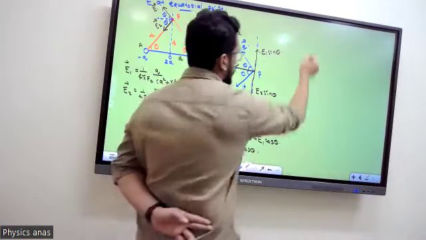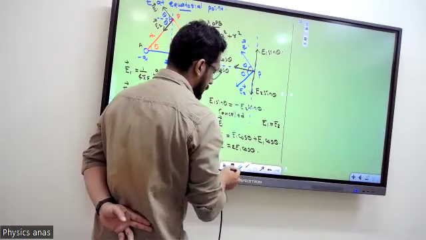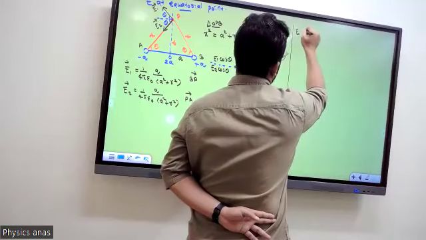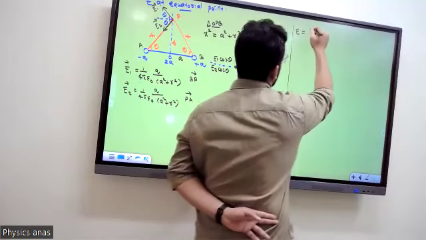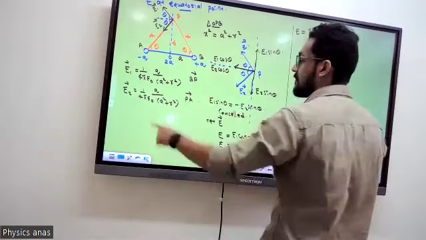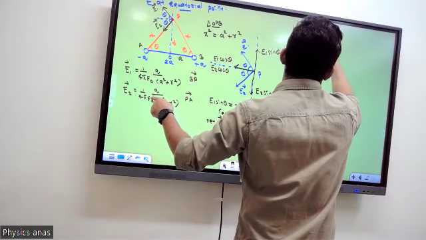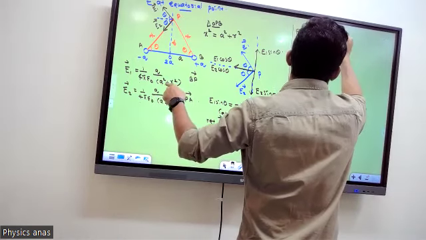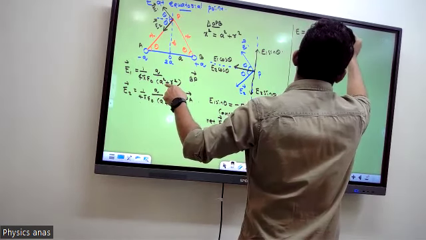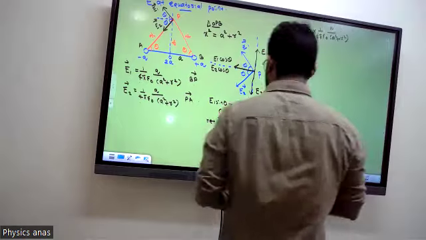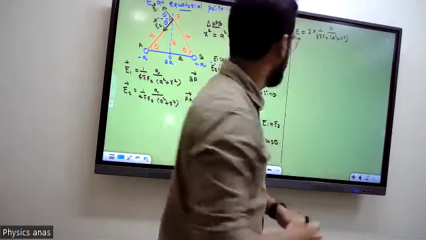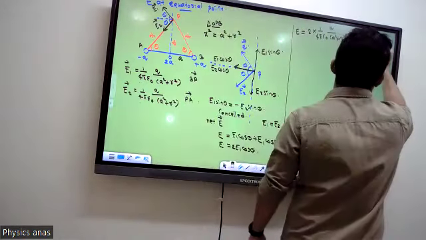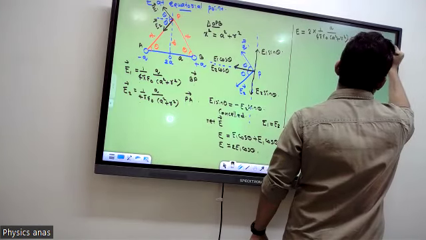You can find the net electric field like this. Net electric field E will be equal to 2 into E1. What is E1? E1 is 1 by 4 pi epsilon naught Q divided by A square plus R square. This is E1, cos theta. What is the value of cos theta? I will find cos theta here.